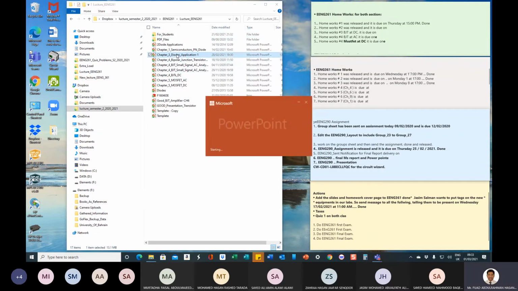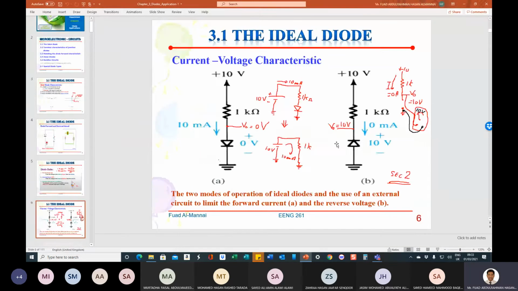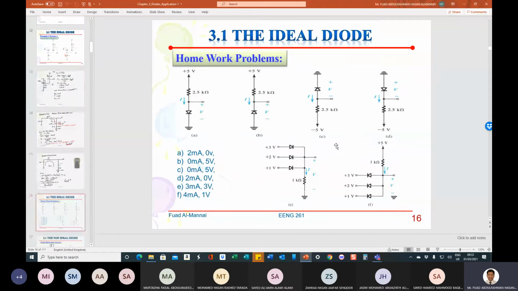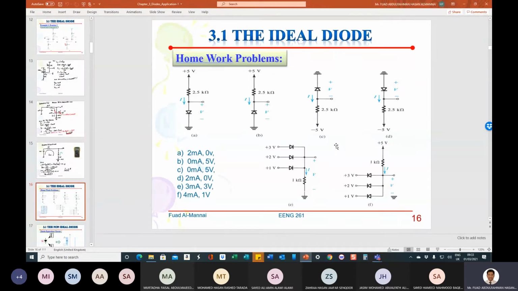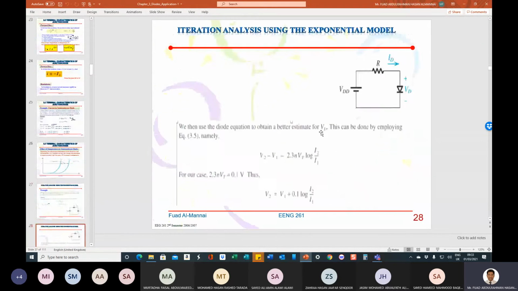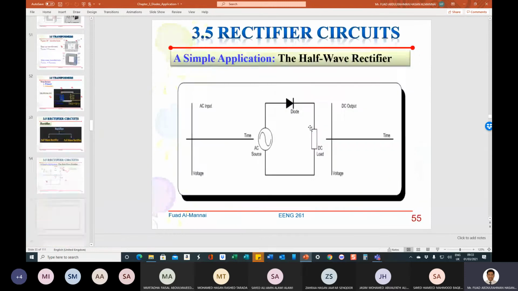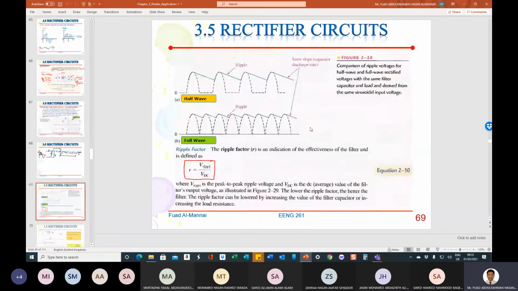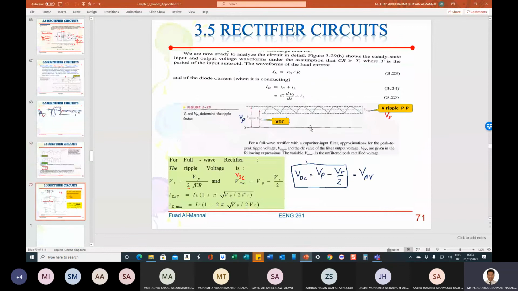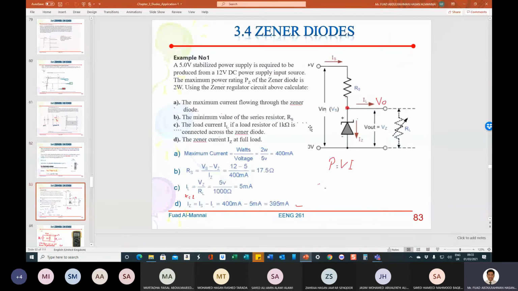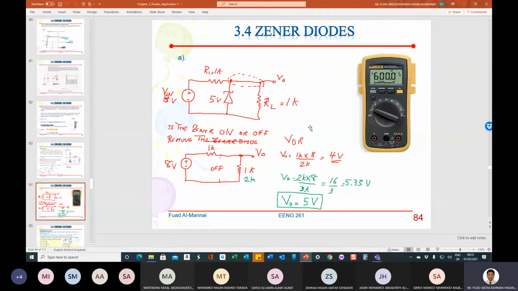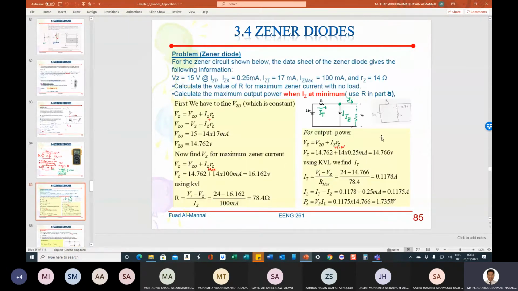We are still in chapter 3. We'll see, from here. Okay. Where are we? We finished this one last time, right? We finished slide number 84. And now we are on slide number 85.